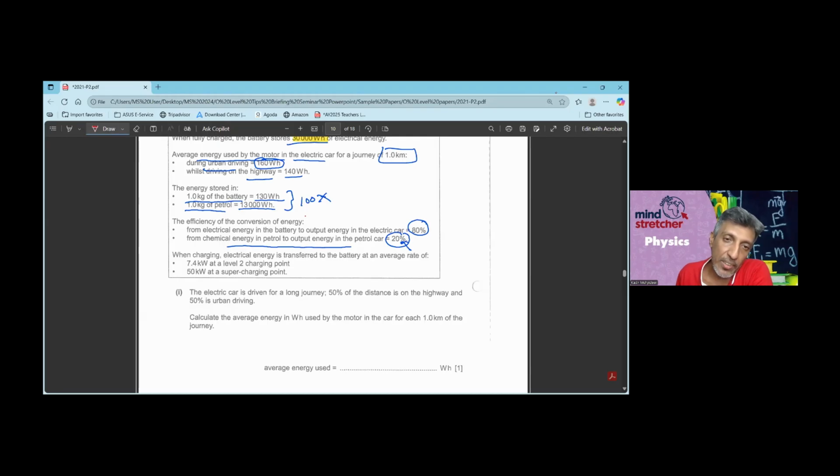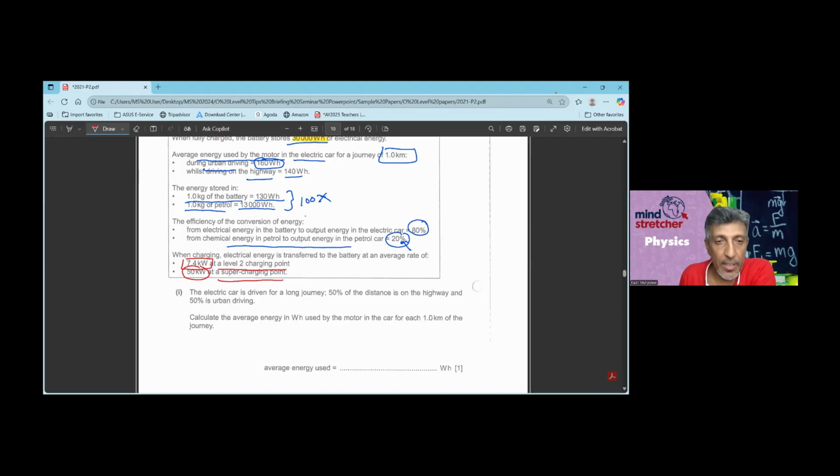When charging electrical energy, now got a lot of those charging points, right? Singapore, they are slowly building all the charging points. They say that when you want to charge the EV car, at the level 2 charging point, it's 7.4 kilowatt, and at the supercharging point is 50 kilowatt. Okay.